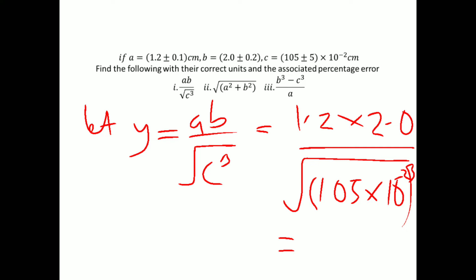So 1.2 times 2.0, then divided by square root, open the brackets, and we have 105 times 10 raised to power minus 2, close the bracket, then all is raised to power 3. Okay, so I get 2.23. So the whole of this is giving me 2.23.